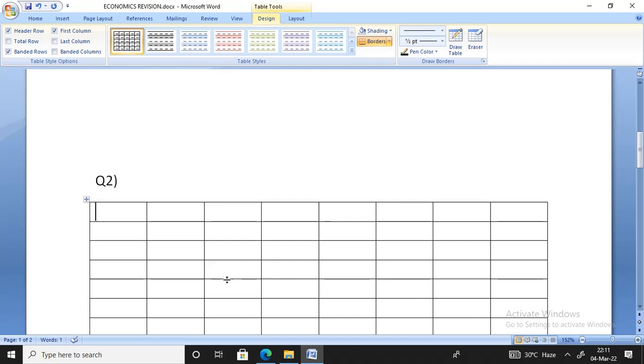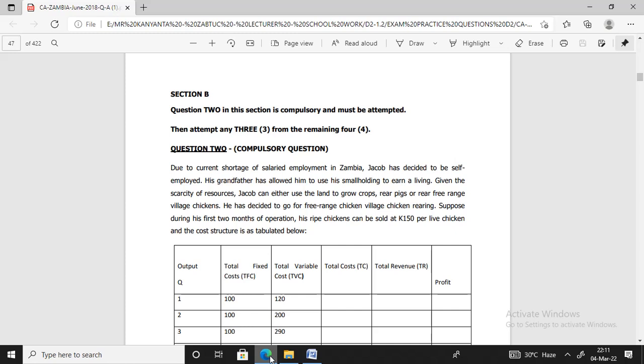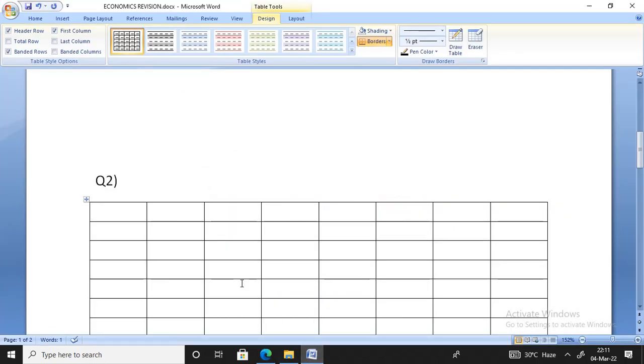Okay, so there we are. The data that we have includes output in quantities, total fixed cost, and total variable costs. So quantity, the total fixed costs, and the total variable costs. Quantity ranges from 1 probably up to 5: 1, 2, 3, 4, 5.